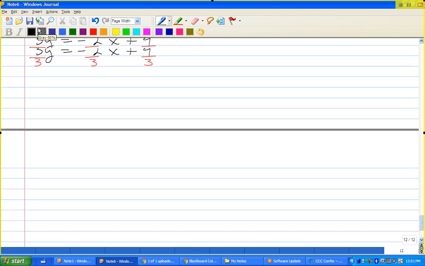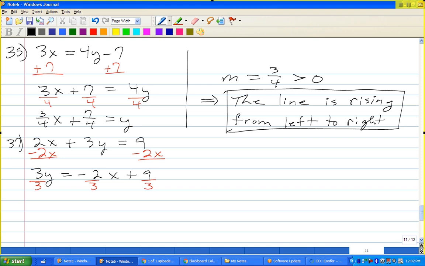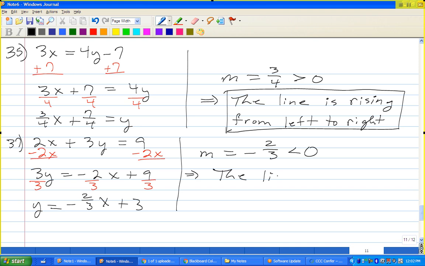And so, actually that's how I should probably denote it, just by a line. And so I have that y equals negative 2/3 x plus 3. So the slope is equal to negative 2/3, which is less than 0. So that says that the line is not rising but falling from left to right.